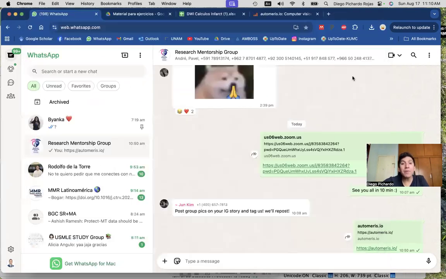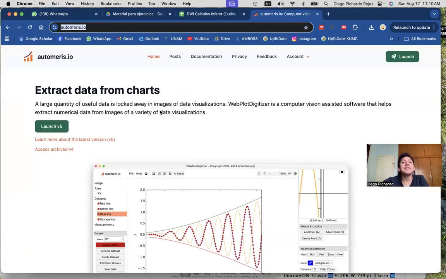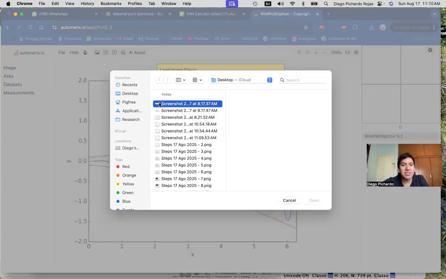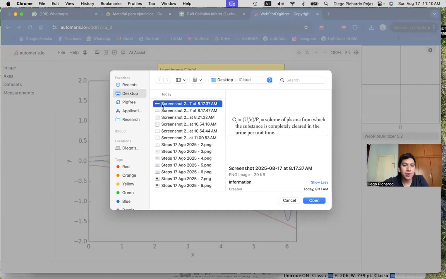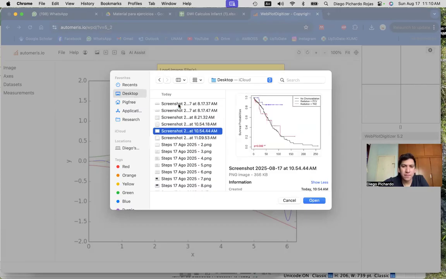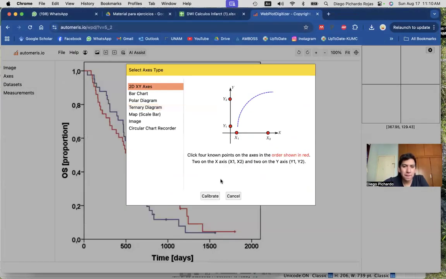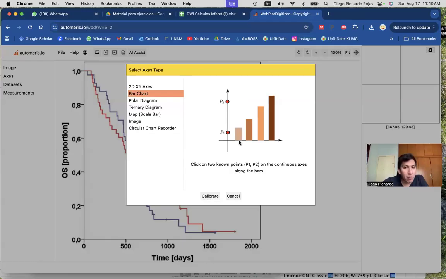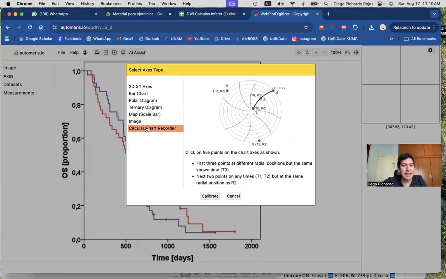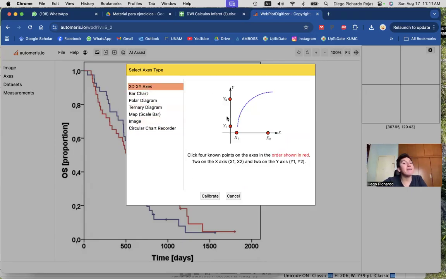So what we're gonna do is that I just shared you guys this site, which is a way of easily extracting data from images. All right. So what we're gonna do is use the recent screenshot that we did, which is this one. And now we're gonna point out what type of graph it is. We can also make bar graphs, which are way more simple. And there are a lot of different diagrams that this site can do. But right now, we're just gonna do a Kaplan-Meier plot, all right?